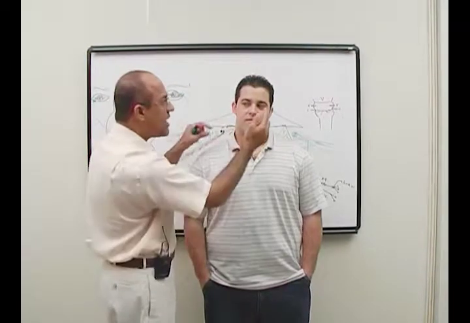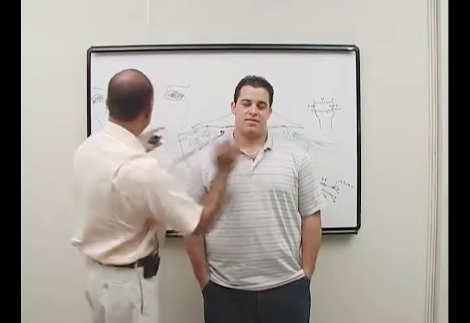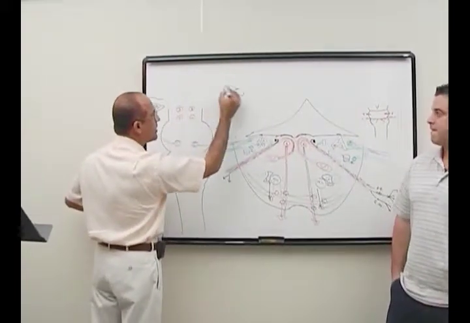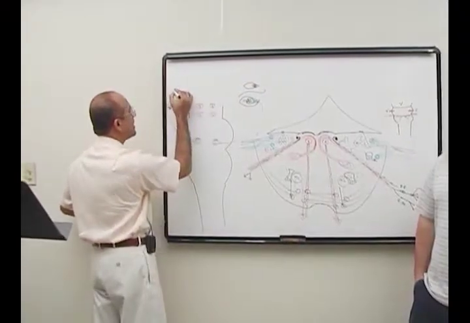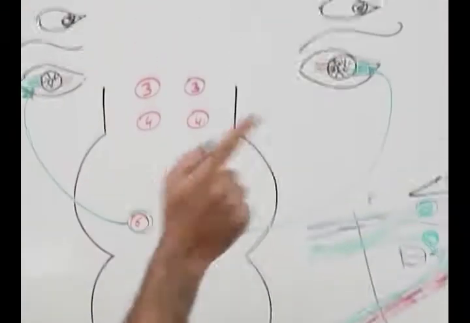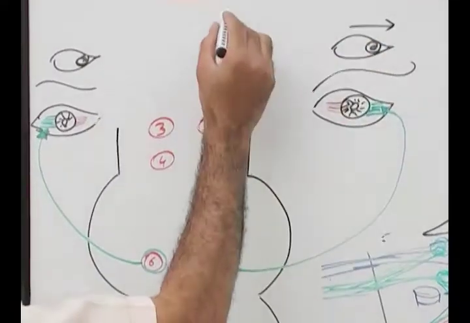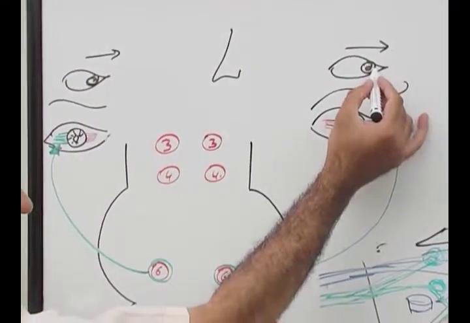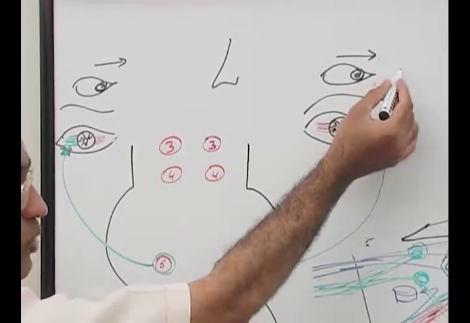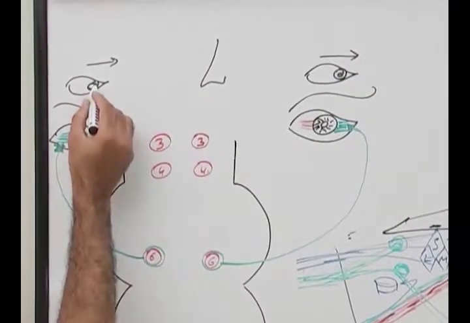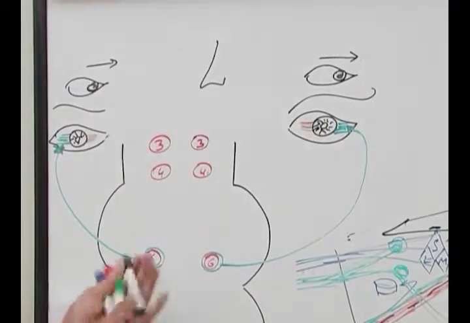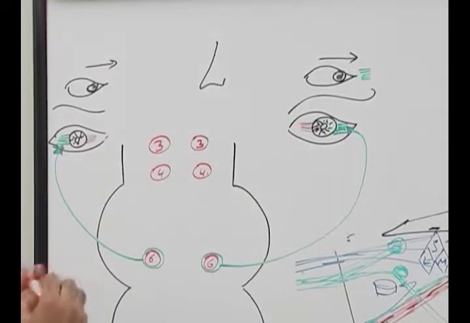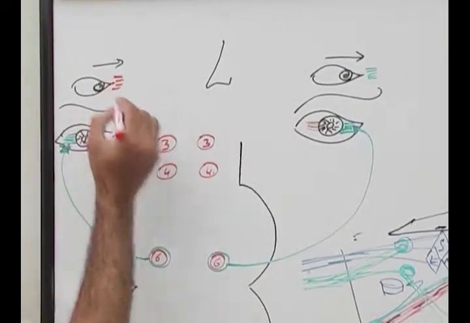Now you look at this diagram. He is moving the eyeball like this and like this. In this case, what is happening? The left eye is moving outward, abducting, and the right eye is adducting, because it moves inward. And here there is activation of lateral rectus, and here there should be simultaneous activation of medial rectus.